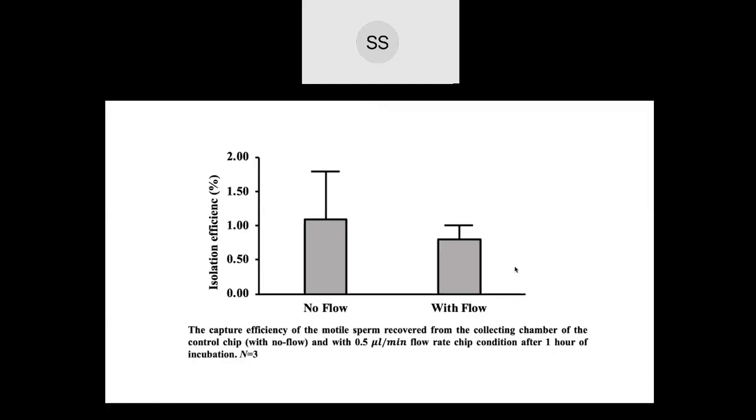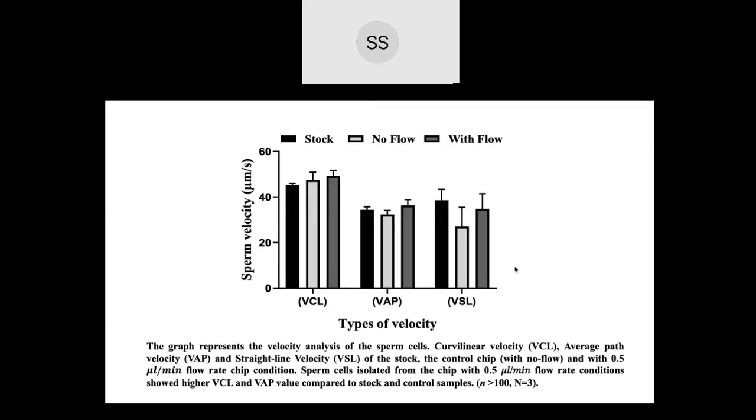Next is the isolation efficiency. As there is a flow rate and it filters for healthy sperm cells, a fewer number of cells were obtained in the collecting chamber than with the no flow chip collecting chamber sample. Next, we analyzed the velocity of the sperm cells and observed that the with flow sample has a higher curvilinear velocity in comparison to no flow and the stock, which means the sperm cells are fast travelers and will be able to move quickly and fertilize the egg cell.